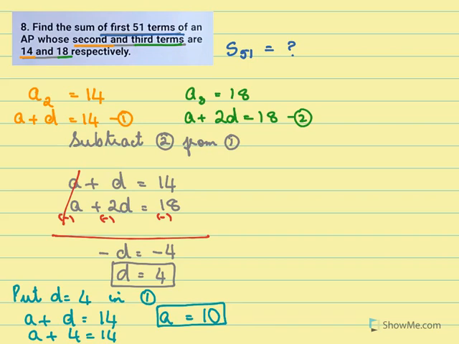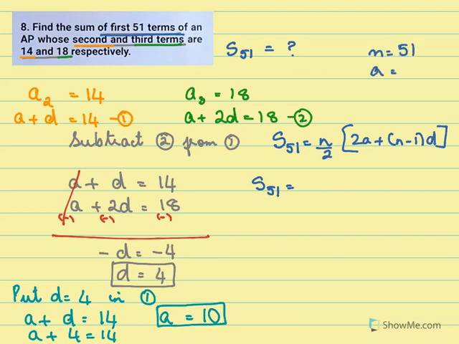What have they asked? They asked for S51. And I know S51 will be n by 2, 2a plus n minus 1 d. I have all my information. All I need to do now is just substitute my values. Now here there are 51 terms. So n I'll put 51. The a I found out is 10. The d I found out is 4. So all I need to do is go ahead and put the values.